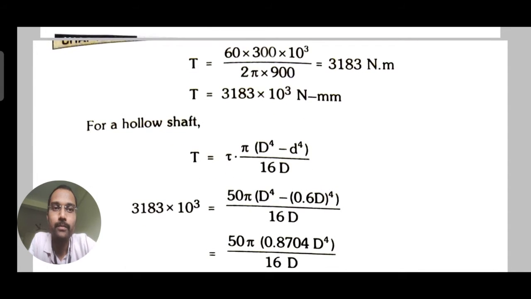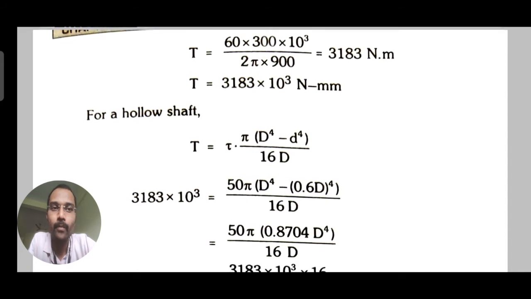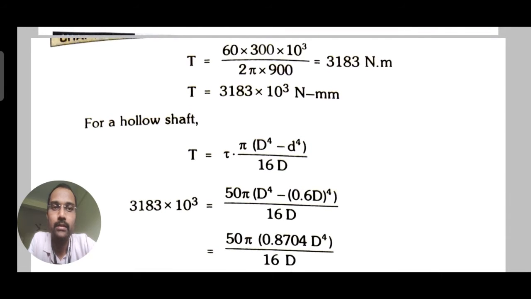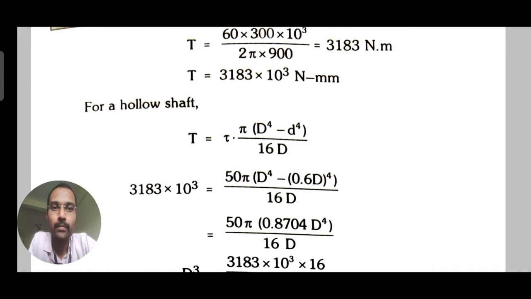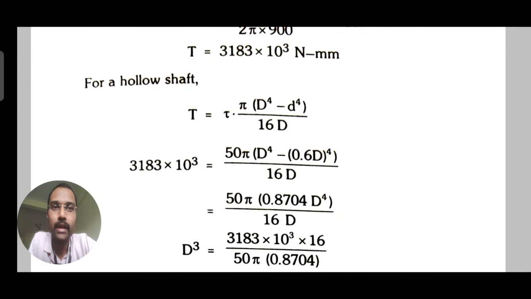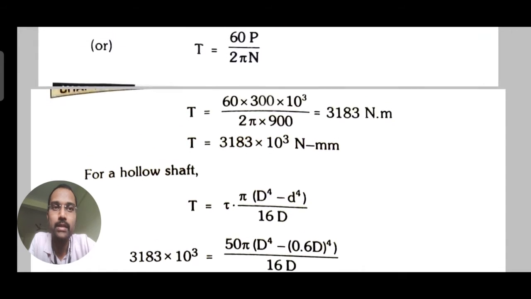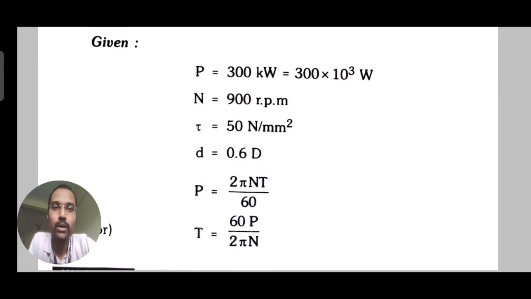And for a hollow shaft, torque T equal to tau into, we have this relation. Already we have found that in the design of shaft based on strength criteria, we have written this condition: tau into Zp, that is the polar section modulus of the hollow shaft. What is that? Pi into D to the power of 4 minus small d to the power of 4 by 16 into D. This is the torque formula. And what is the torque finally? That is 3183 into 10 to the power of 3. So substituting all the values here, tau equal to 50 as mentioned in the problem.